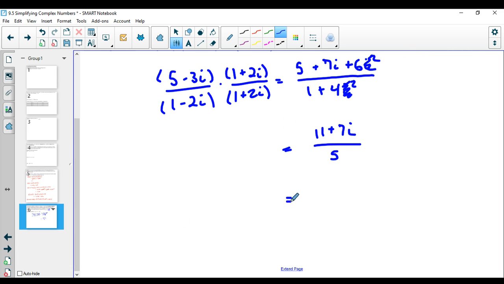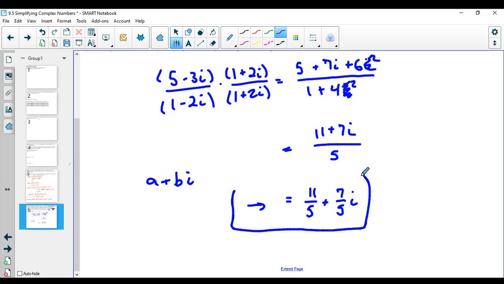So you could write it like that, or you can write it like 11/5 plus 7/5 i, however you want to. I'm okay with either of these. This one is probably more like an a plus bi form, right? a is 11/5, b is 7/5 times i. So this is probably how you want to leave it.